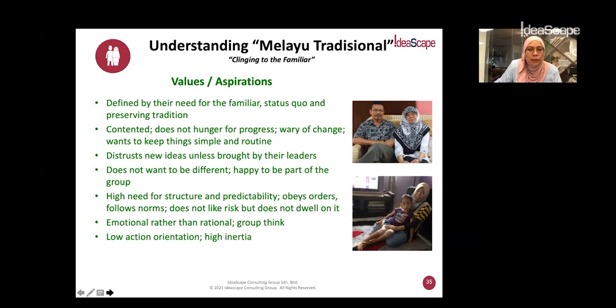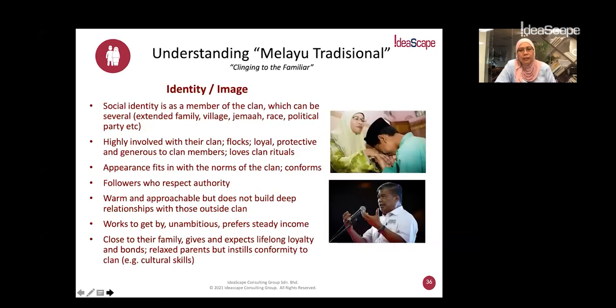So how do you find them? They tend to click together very much, groupthink. They follow what their clan says. And I mentioned the need to fit in, follow and respect authority. They are unambitious and they prefer a steady income.